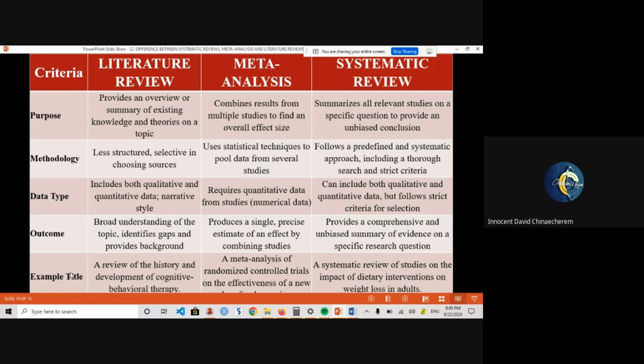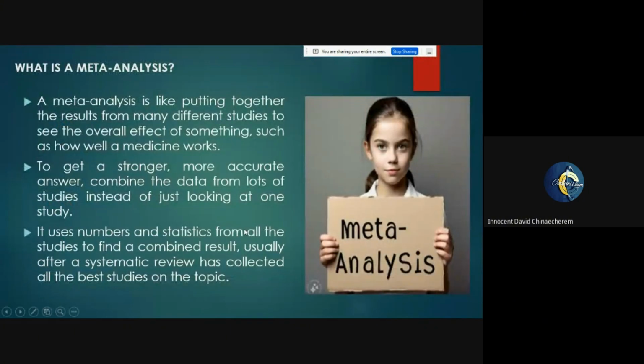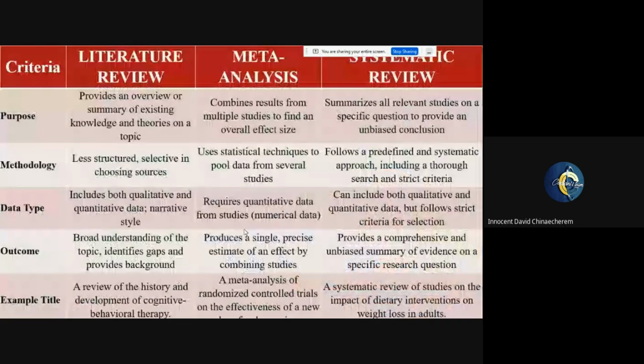Now, how about we talk about the title? For a literature review, an example could be a review of the history and development of cognitive behavioral therapy. Whereas I can have a meta-analysis of randomized controlled trials on the effectiveness of new drugs for managing hypertension. And here you can have a systematic review of studies on dietary interventions for weight loss. So this is just how simple it is.